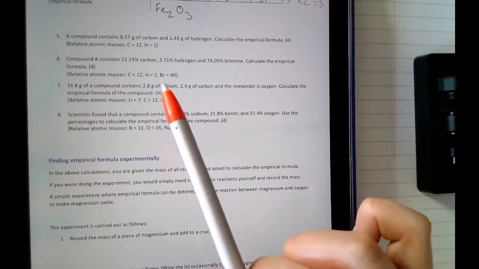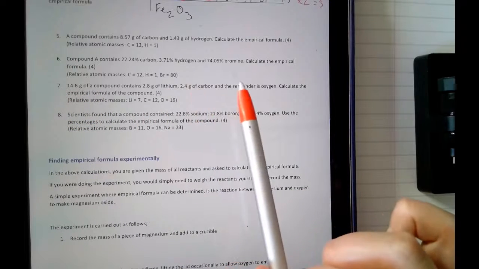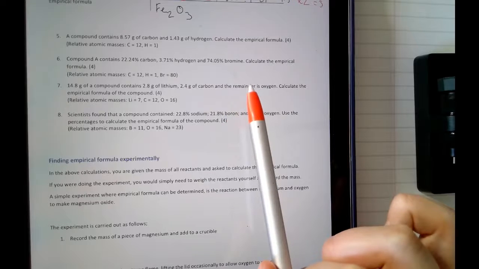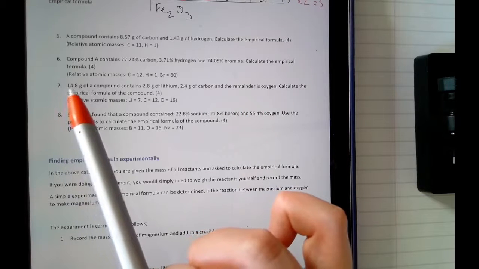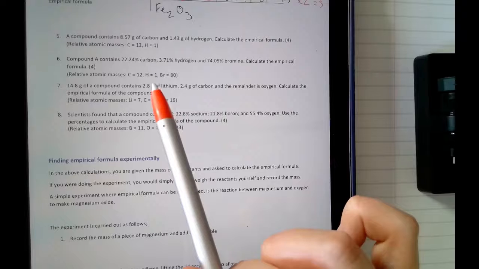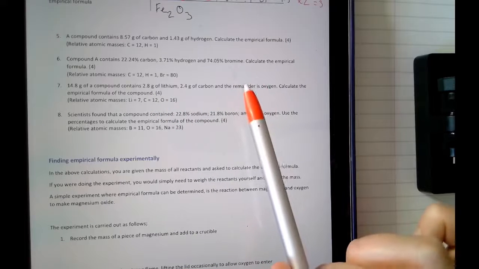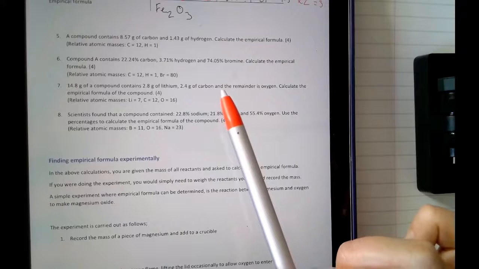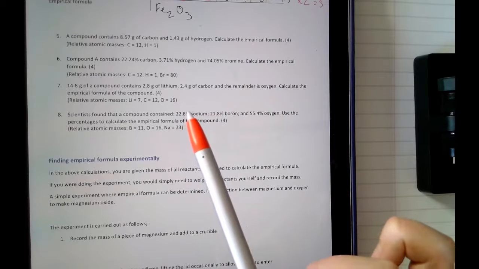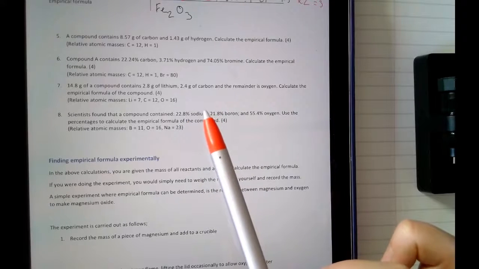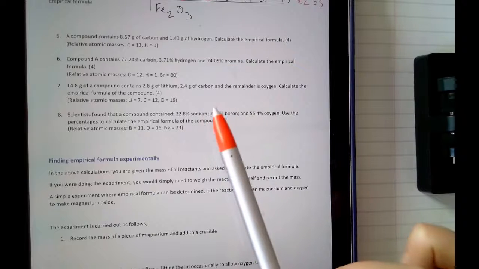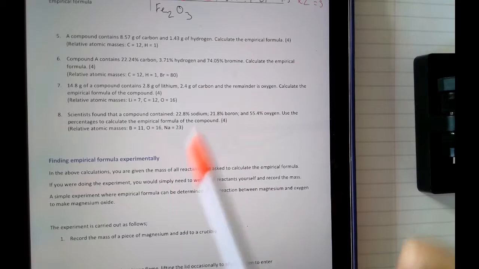I've told you how much is lithium, how much is carbon, but you need to find out how much is oxygen. So this is the total mass, 14.8. If there's this much lithium, this much carbon, then the rest must be oxygen. You need to figure out what the rest is and then do it exactly the same way. And then I'm pretty sure that in the last one, you're going to end up with a fraction, with a 0.5, just like we had in question 4 above. So to get rid of that 0.5 at the end, you'll need to multiply across by 2.